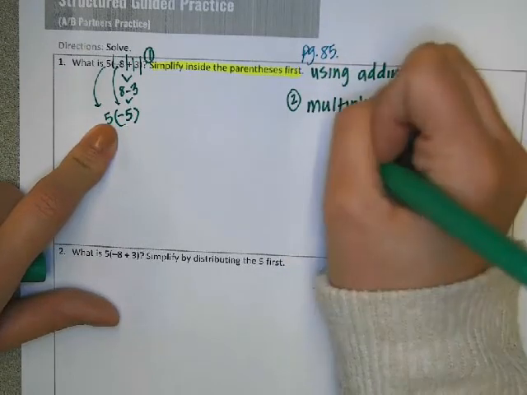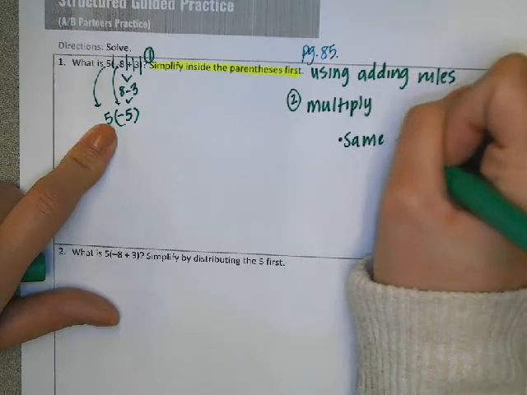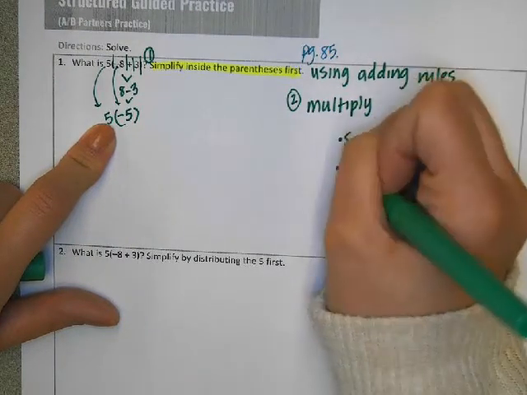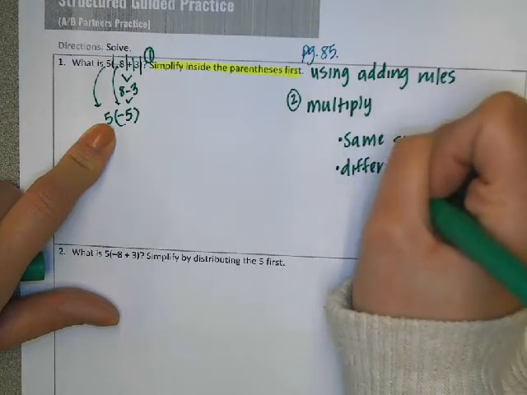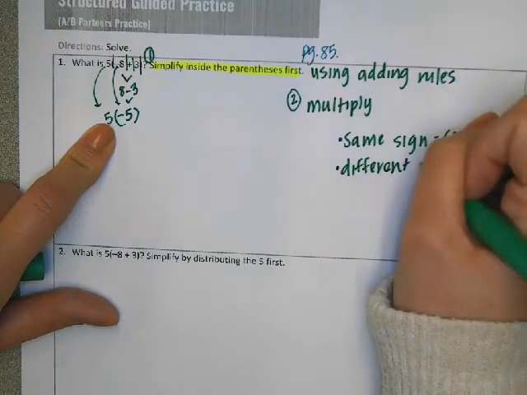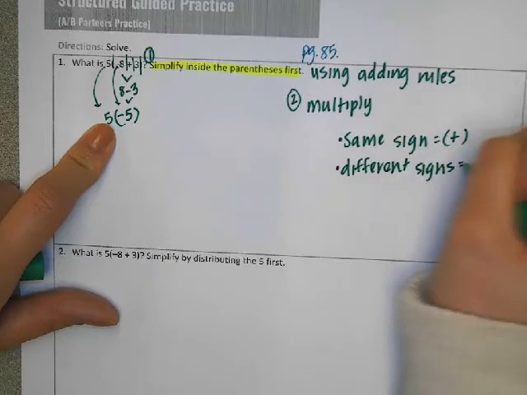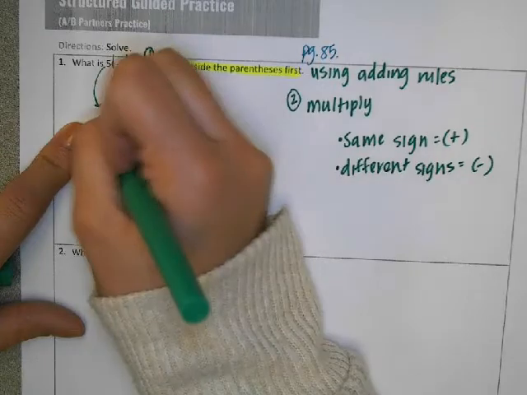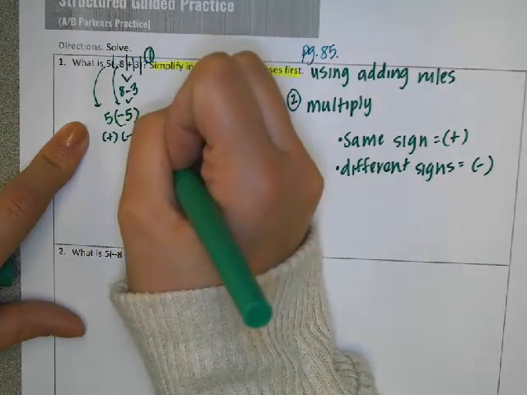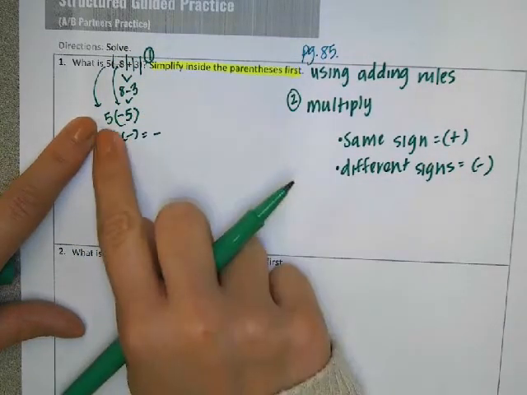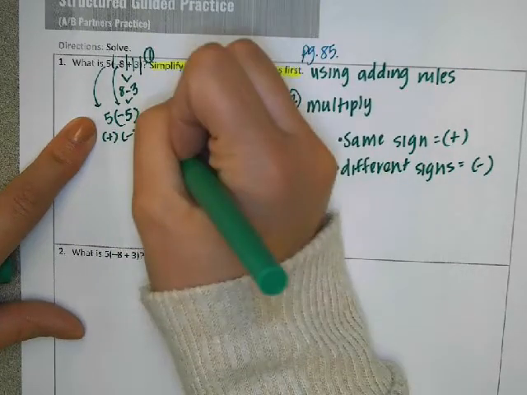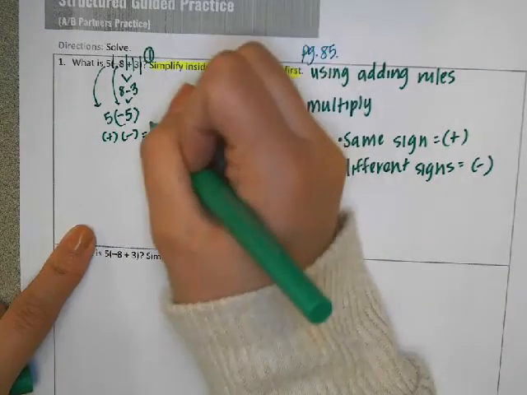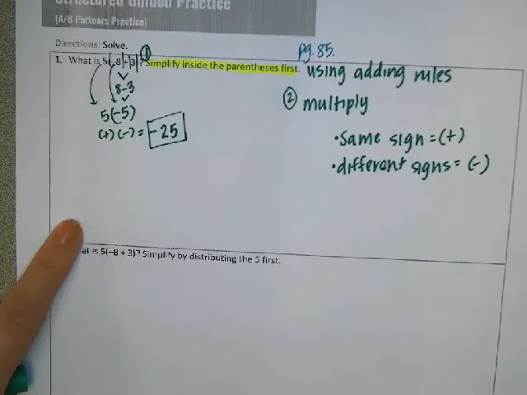And remember, same sign equals a positive, and different signs equals a negative. So here I have a positive times a negative, so I know my answer is going to be negative. Then what is 5 times 5? 5 times 5 is 25. Okay, so my final answer should be a negative 25.